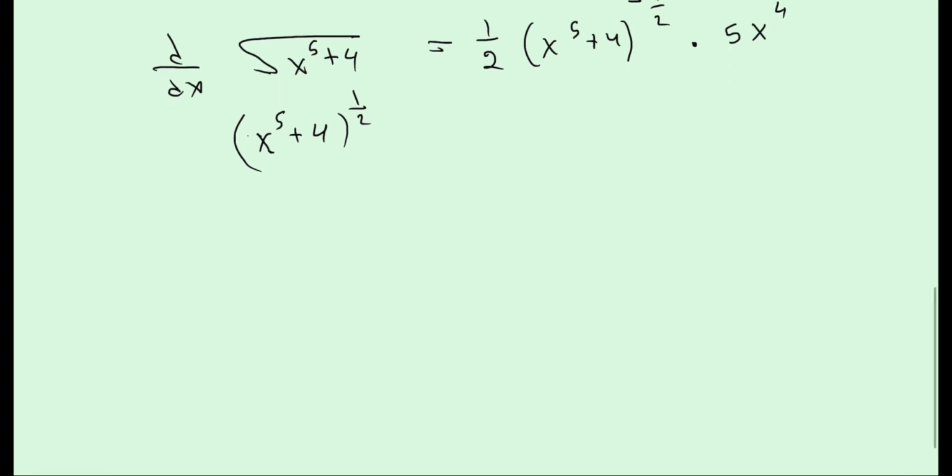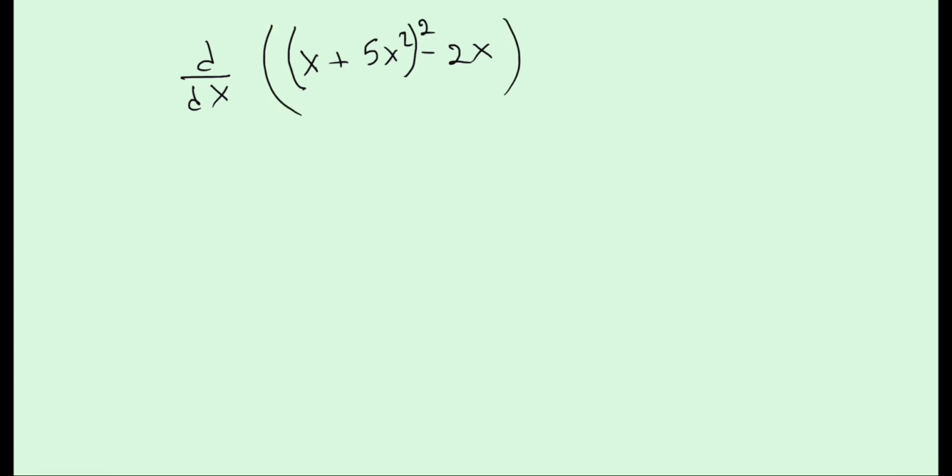Let's do another example. Let's make it a bit more difficult. Let's say we have the derivative of (x plus 5x squared minus 2x). This is in parentheses. This is squared, and this is in the 5th power. Now, as you can see, we're going to use the power rule for the outer function, but inside that function we have another function that also has an outer function. So let's see what we could do here.